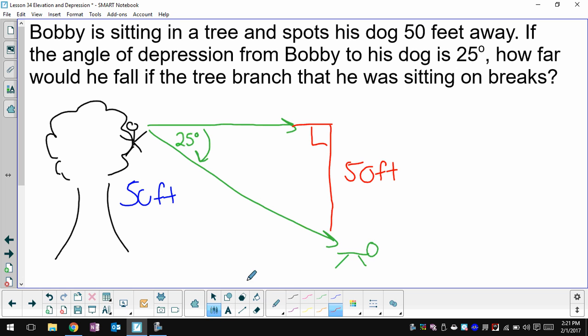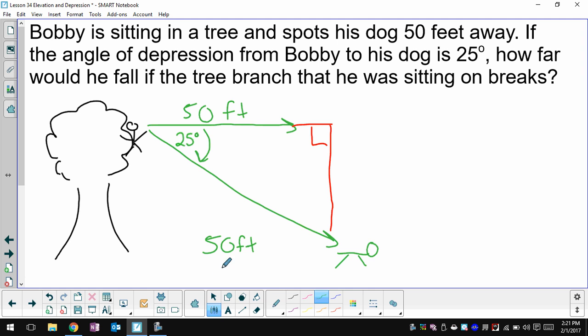Oh, I'm sorry, I misspoke. Hopefully you caught that. I said the dog is 50 feet away, not 50 feet high. So actually this distance, the dog is 50 feet from the tree, which makes this part of my triangle 50 feet. I apologize for that. We are looking for this side because we want to know how far Bobby would fall if the tree branch he was sitting on broke. So over here is my X. So X is my opposite side. This 50 feet is my adjacent side. That's going to tell me I should use tangent.